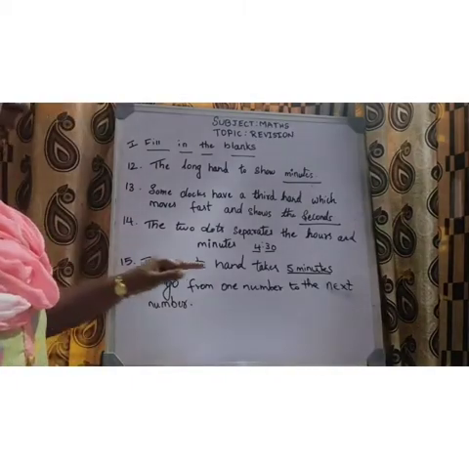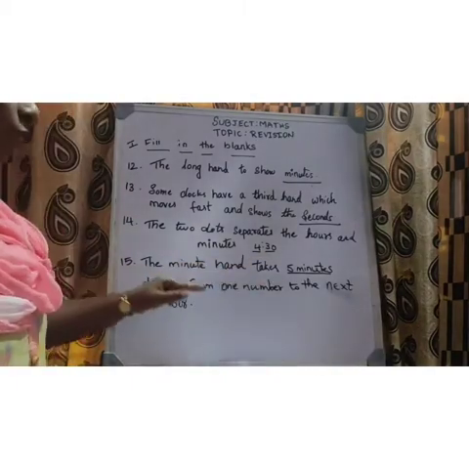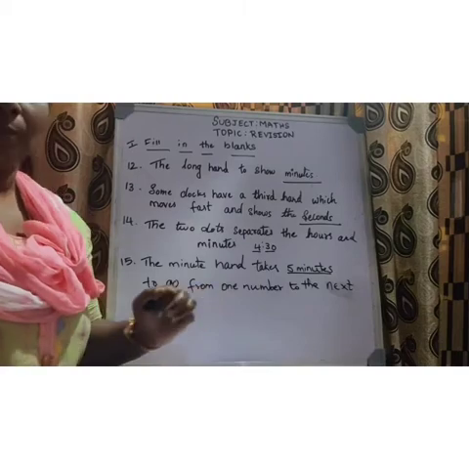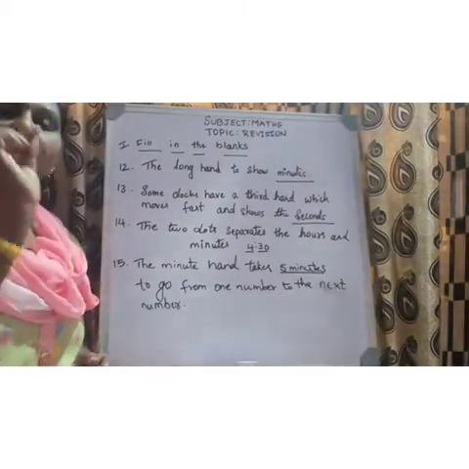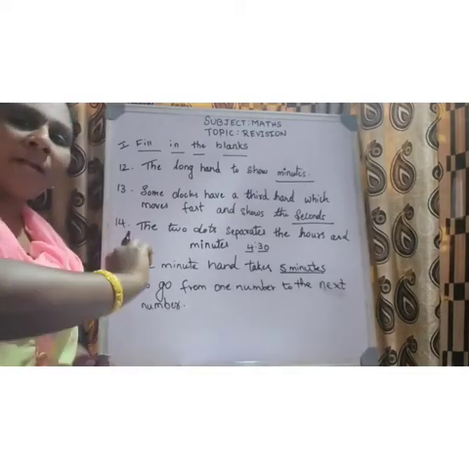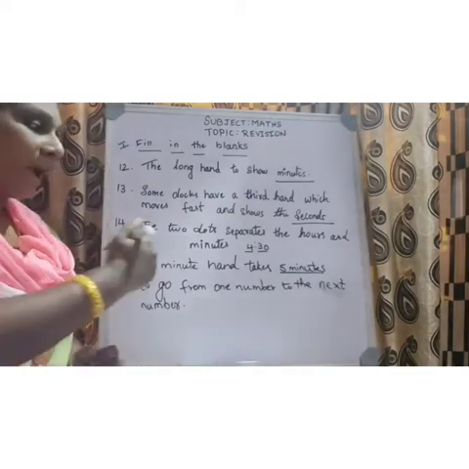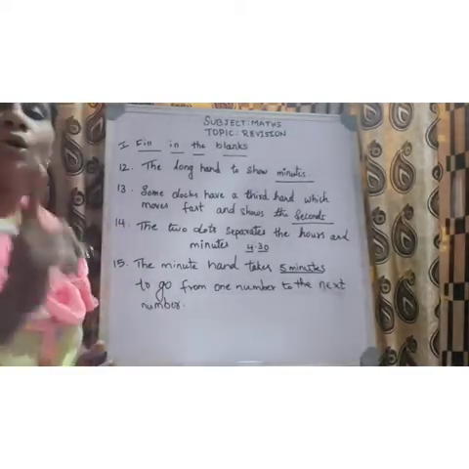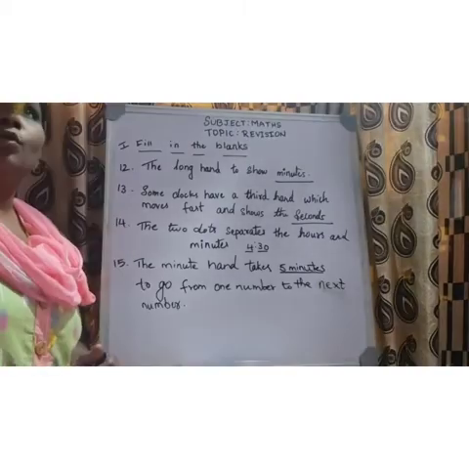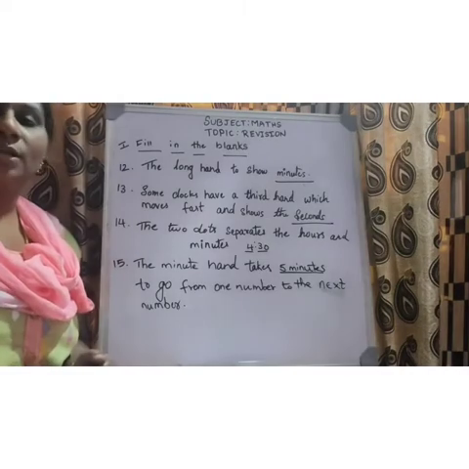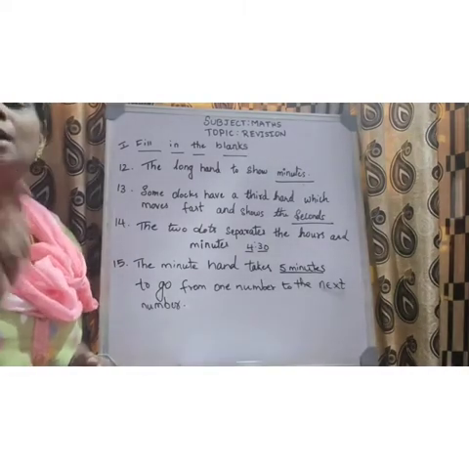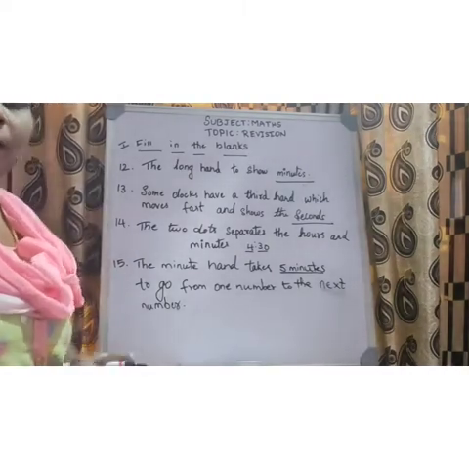The minute hand takes 5 minutes to go from one number to the next number. So the minute hand takes how long, children? It takes 5 minutes to go from one number to the next number, and it takes 1 hour to go one full round. To go from 12 and come once again to 12, it takes how long, children? It takes 1 hour. That is the minute hand.